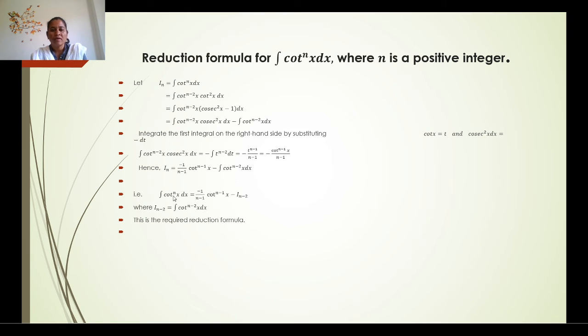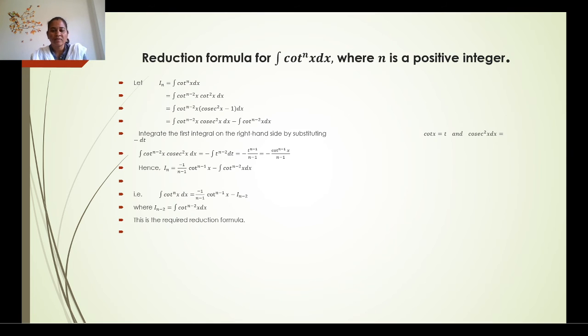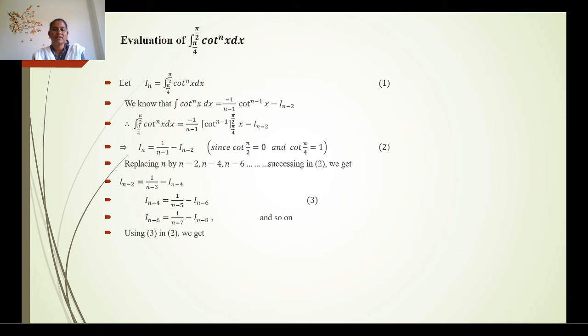Okay, but we already know that the integral of cot to the power of nx dx is the reduction formula for cot. Here, in the place of n we have to write n minus 2. So in the place of I_(n minus 2) we have to write the integral of cot to the power of n minus 2x into dx. This is the reduction formula for the integral of cot to the power of nx dx.